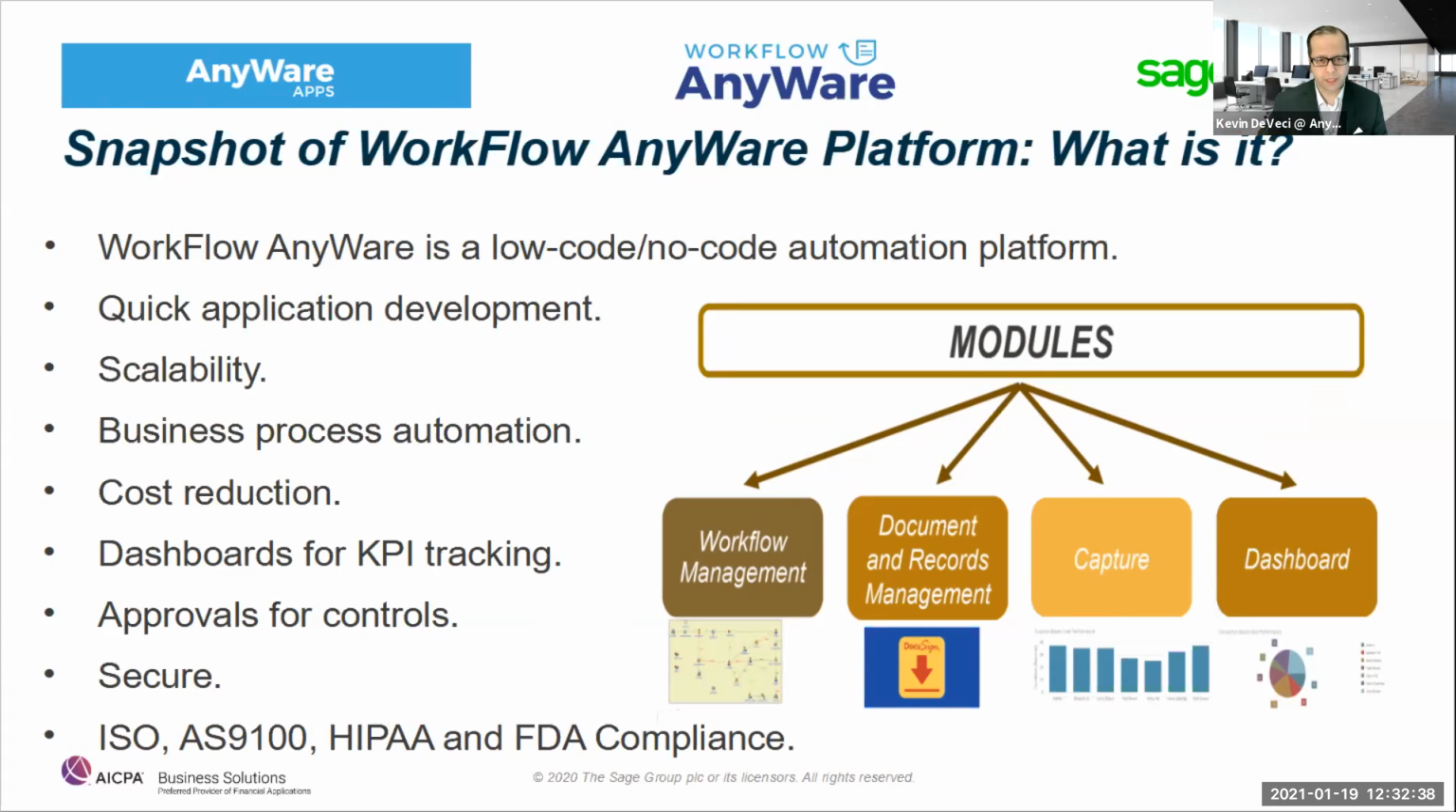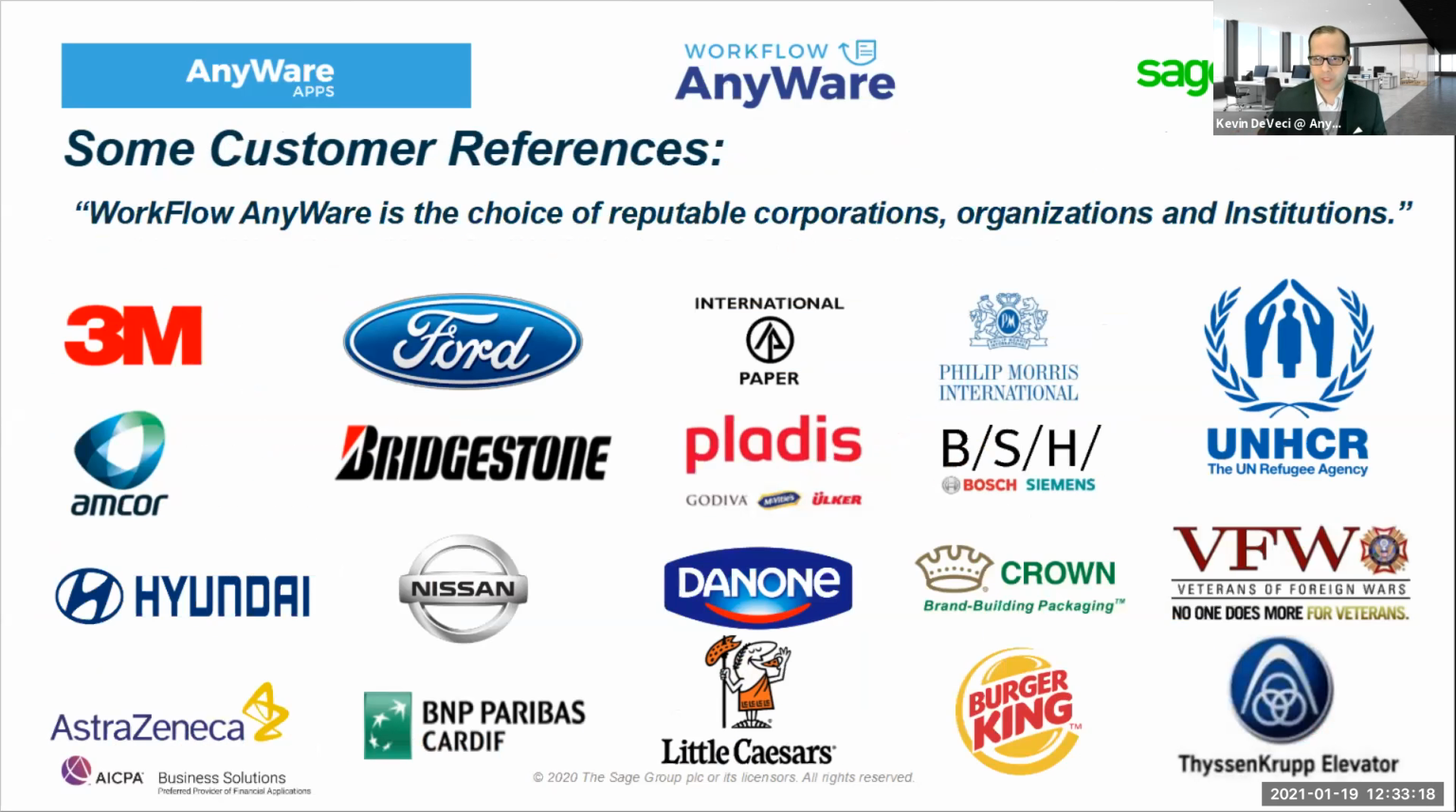It has security features in place. And with the help of WorkFlow AnyWare, you can comply with various compliance standards. That may be your quality management system that you design. That may be ISO. That may be AS9100 for aerospace and defense industry. That may be HIPAA for healthcare industry. That may be FDA for healthcare, pharma, and medical device industry. All these compliance requirements can be addressed and satisfied by WorkFlow AnyWare platform. It has actually a modular structure. It has workflow module, document management module, capture, and dashboard module. Today, we'll talk about contract management application.